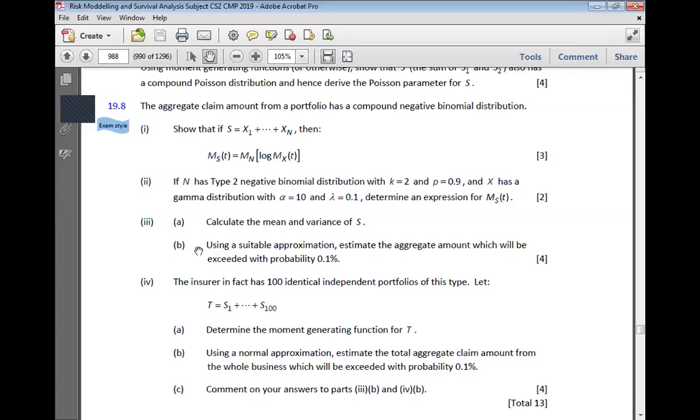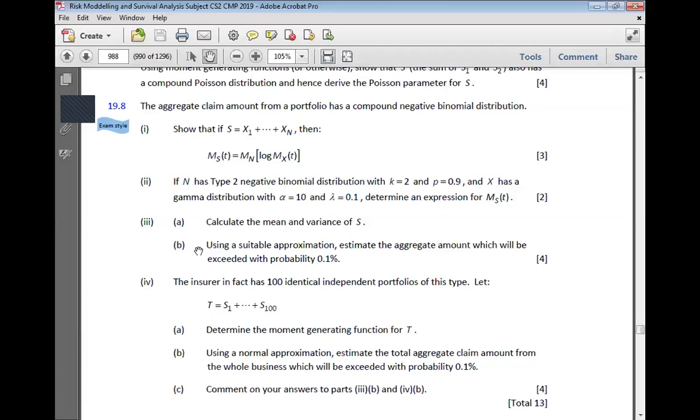And for the fourth B part, they have said using normal approximation. So to find expectation and variance, we'll have to differentiate the MGF, right? So it will be difficult, right? Do you really have to differentiate it? Remember the way we figured out the expectation for S. What is S? S is the summation of X's, where X follows some gamma distribution and our S follows a compound negative binomial distribution.